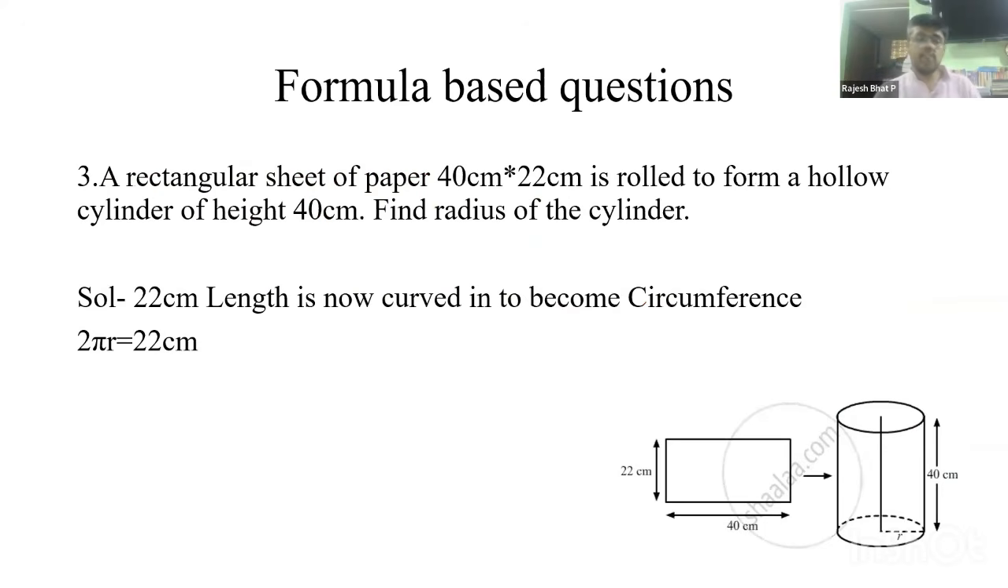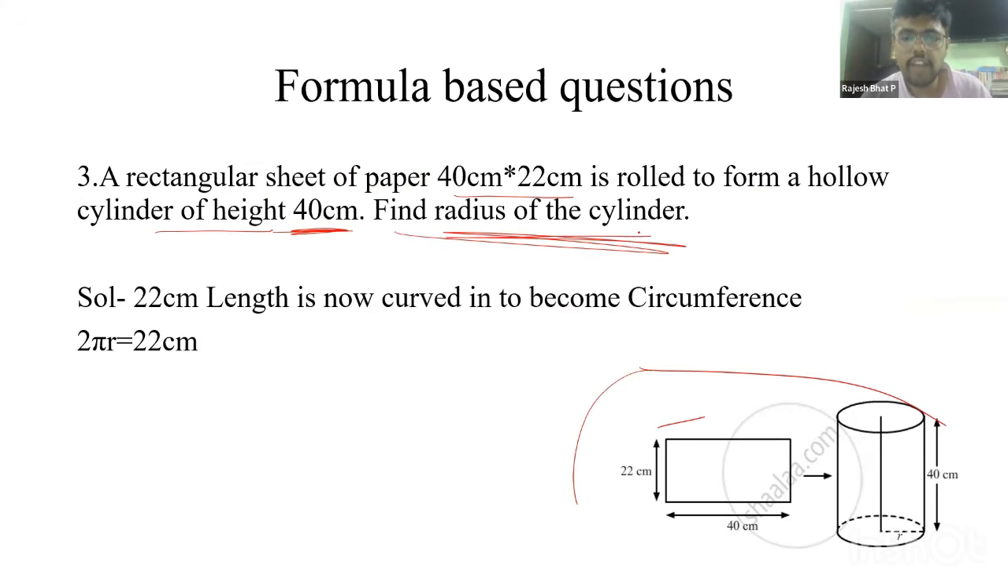Next problem. This is very important. You need proper understanding. It seems there is a sheet. You can see a sheet here. This diagram is not given in the question. I have just put this diagram. The question is only this much. A rectangular sheet of paper, 40 into 22 centimeter, is rolled and a hollow cylinder of height 40 centimeter is made. Find the radius.